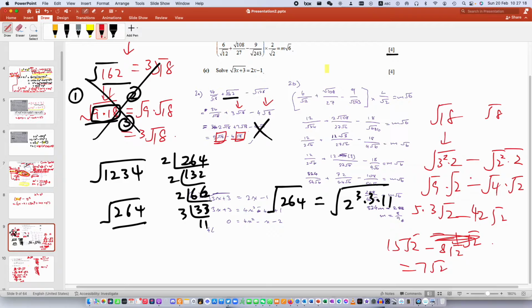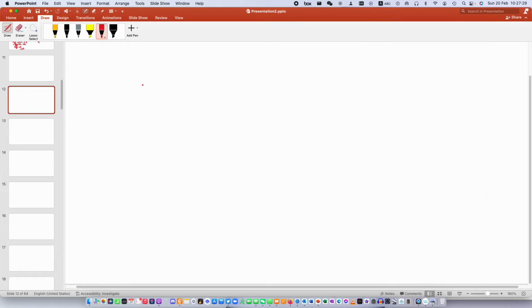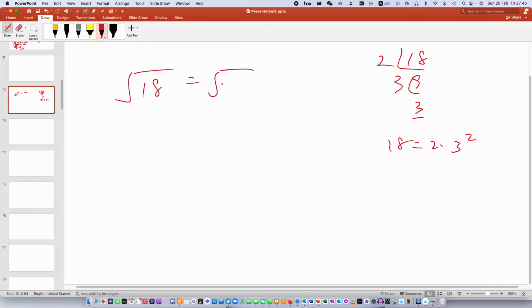You never use the prime factorization. The concept of surd, right? Let's say they give you 18. The concept of surd is you need to get 18 into the prime factorization. So 18 is actually 2 times 3 to the power of 2. Then after that, it's 3 square root 2. So that's how you can get into the simplest form.